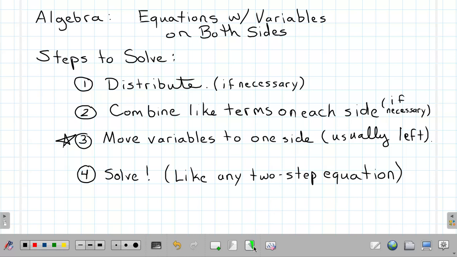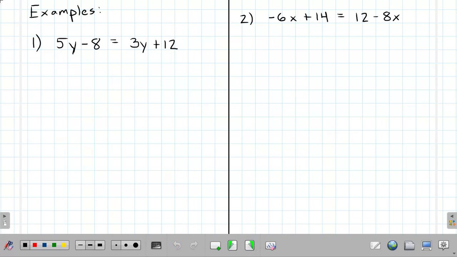Let's go ahead and jump into some examples, because that's all that's really left to do. The way we do these examples is the exact same way the homework is going to work. So definitely pay attention, definitely follow along, and then you'll see what solving equations with variables on both sides is all about.